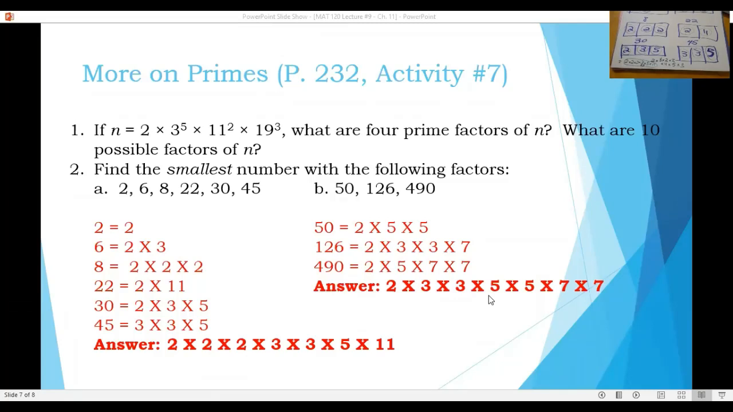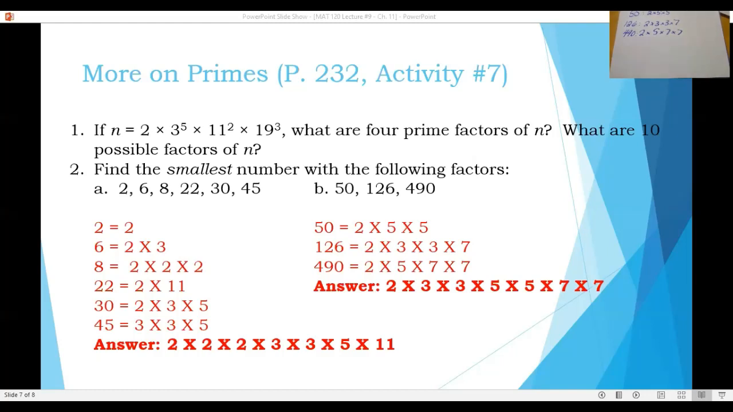All right? All right, now, doing it for number 2, you do the same situation. It's the same methodology. Let's go through doing that on number 2 now. On number 2, we're asking you to do it for 50, 126, and 490. Now, again, you've already gone through all the work of it. Let's write it in this way this time. 50 is 2 times 5 times 5. 126 is 2 times 3 times 3 times 7, and 490, 2 times 5 times 7 times 7.